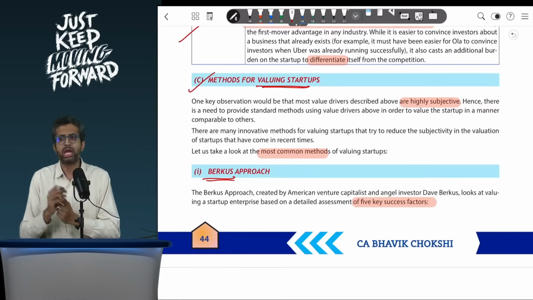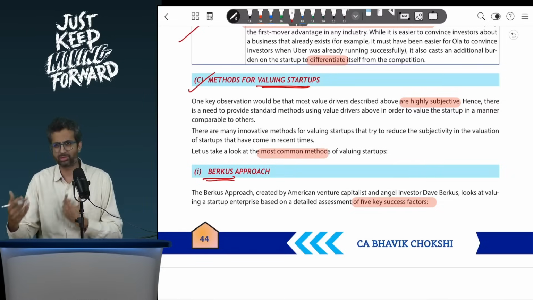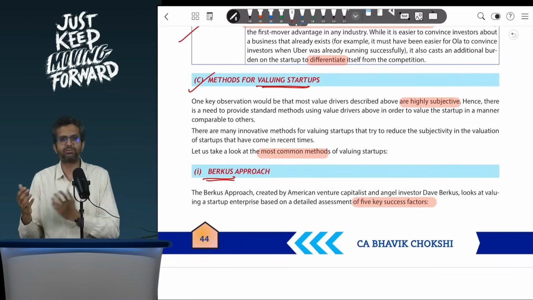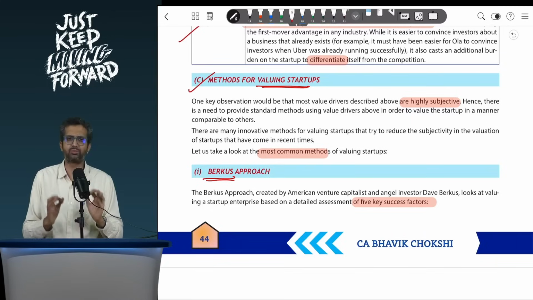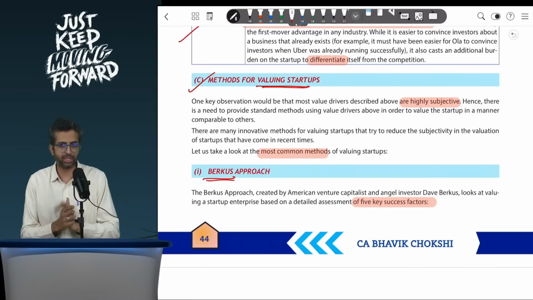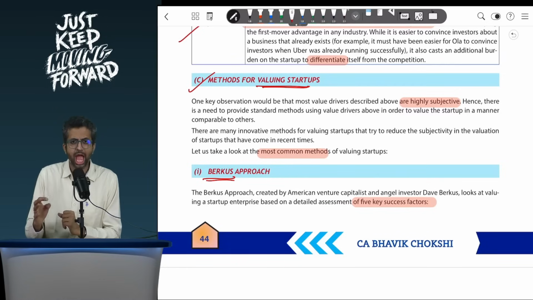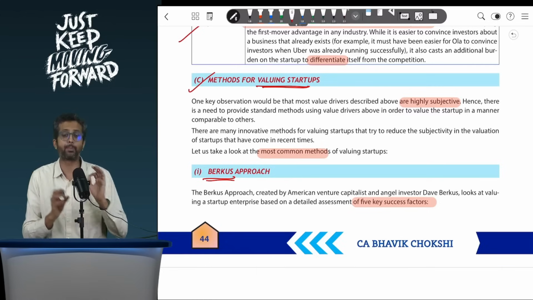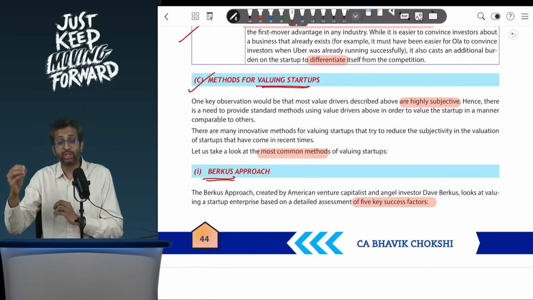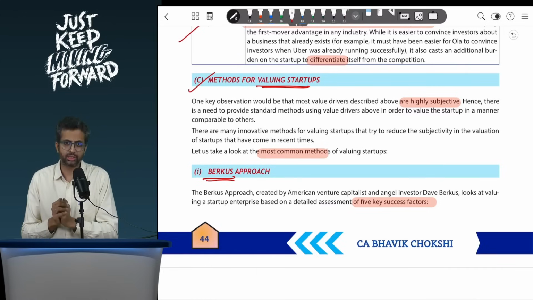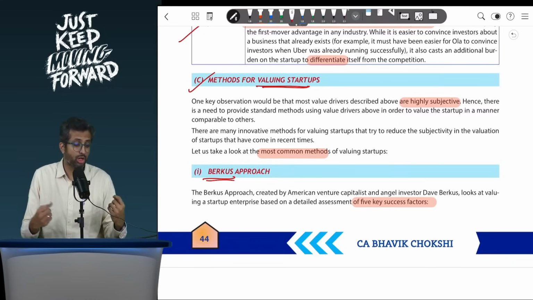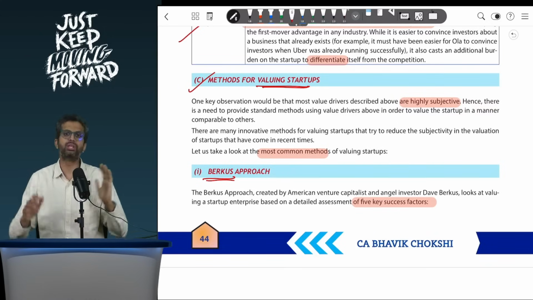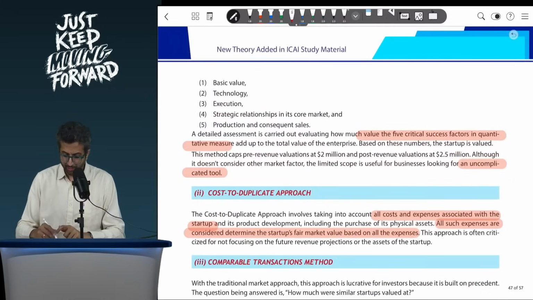Now, the Berkus approach is given by Dave Berkus, where he identified 5 crucial factors, and he assigned a subjective $5 lakh or $0.5 million value to each of these factors, depending on how attractive your company is vis-a-vis these factors. So what are these factors? First is the basic value.